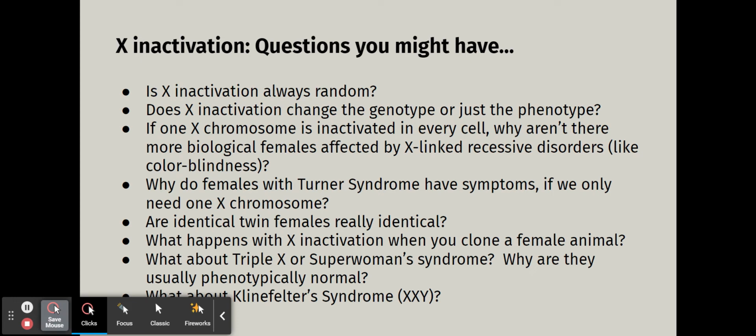What about triple X or Superwoman syndrome? Why are they usually phenotypically normal? Well, because the X inactivation center, that's what it's called, I didn't make it up, counts the chromosomes, and if there's extra X chromosomes, it will inactivate both. So usually with Superwoman syndrome, which is 3 X chromosomes, it is a 47,XXX female. You get a woman who has normal intelligence, normal facial characteristics. Sometimes there's differences in height, but they are capable of bearing children, and that is due to X inactivation.